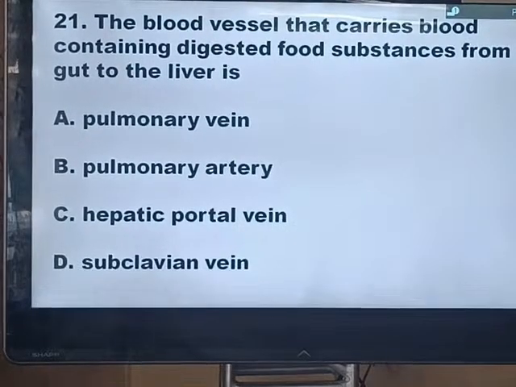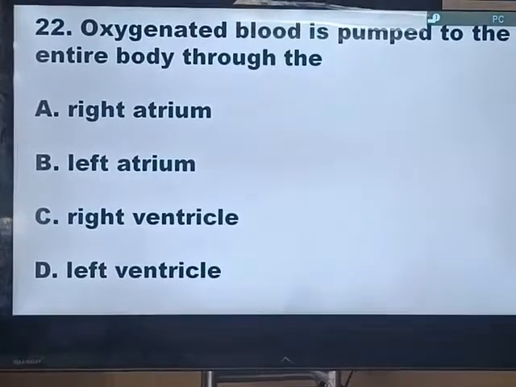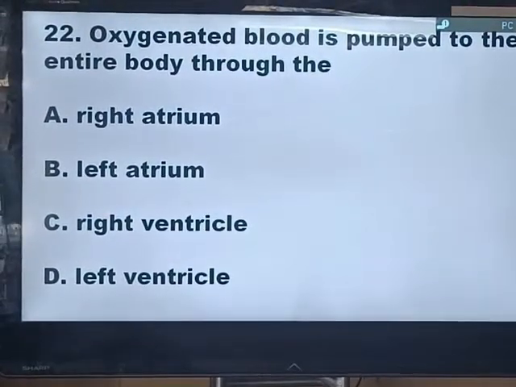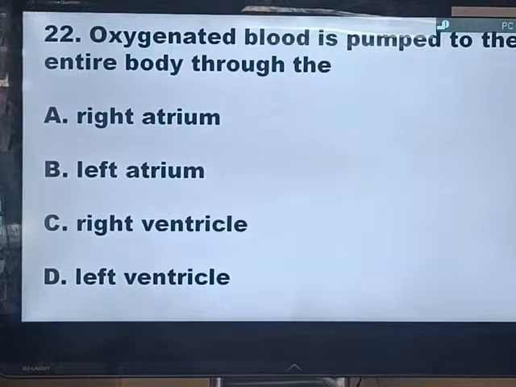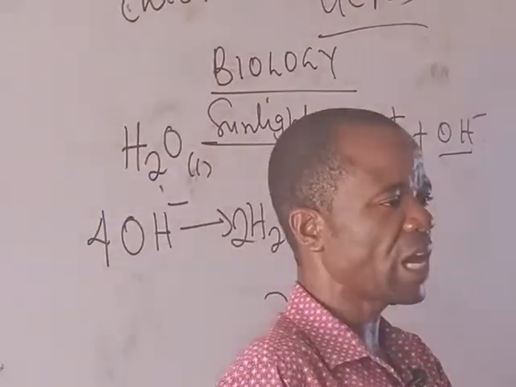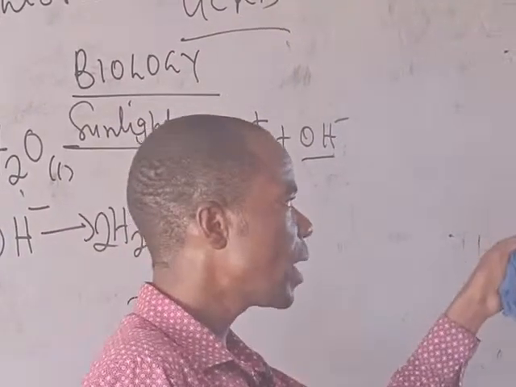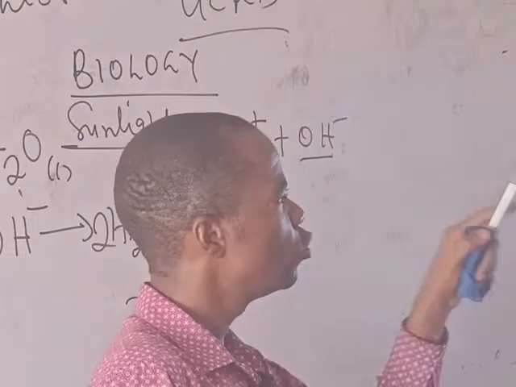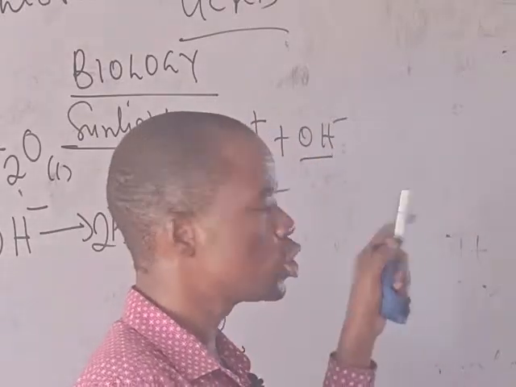Let's go to number 22. Oxygenated blood is pumped to the entire body through the dash. We know during circulation, there is what we refer to as systemic circulation, isn't it? Systemic circulation is the movement of blood from the heart to all parts of the body except the lung. That's systemic, right? Whereas pulmonary circulation is the movement of blood from the heart to the lung. But this time around, it says oxygenated blood is pumped to the entire, that's the whole body, through the dash.